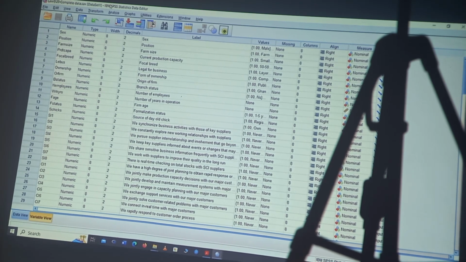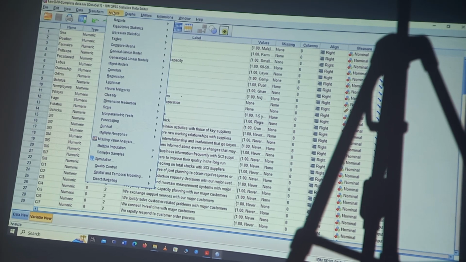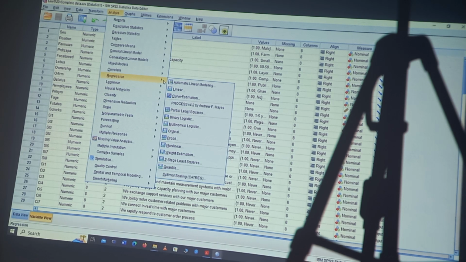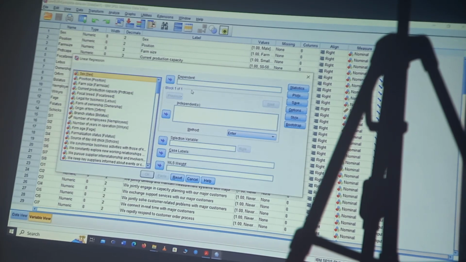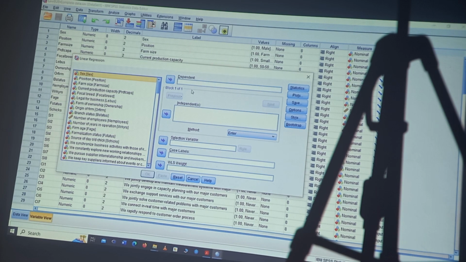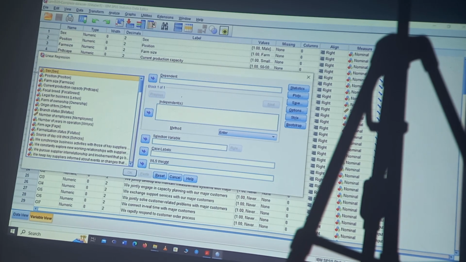So for the analysis, we go to Analyze as usual. Analyze, and then go to Regression. Then you go to Linear. When the dialog box opens, this is where we select our variables into them.